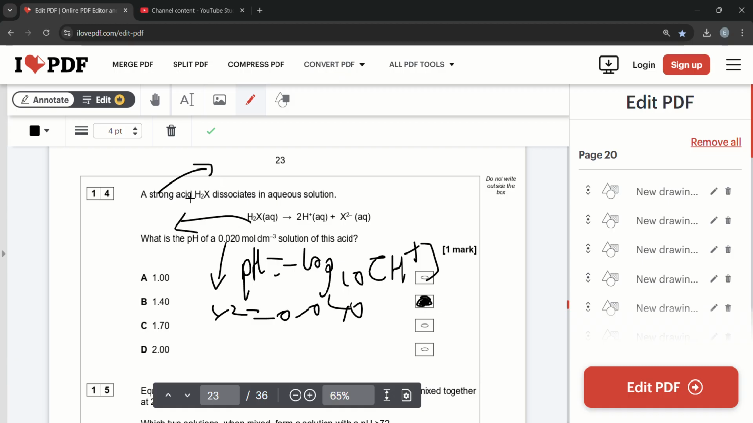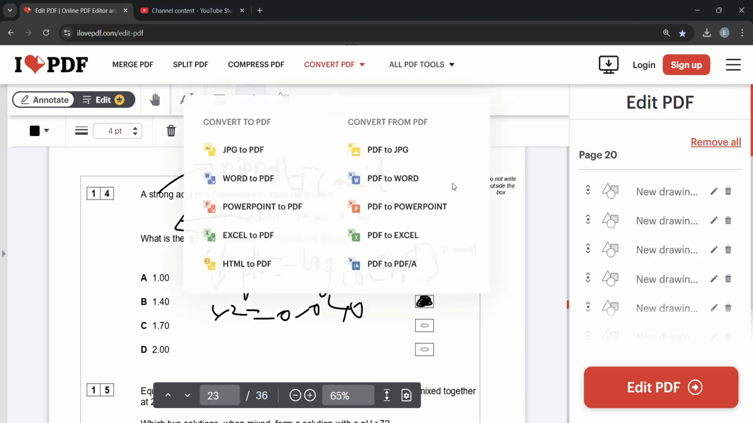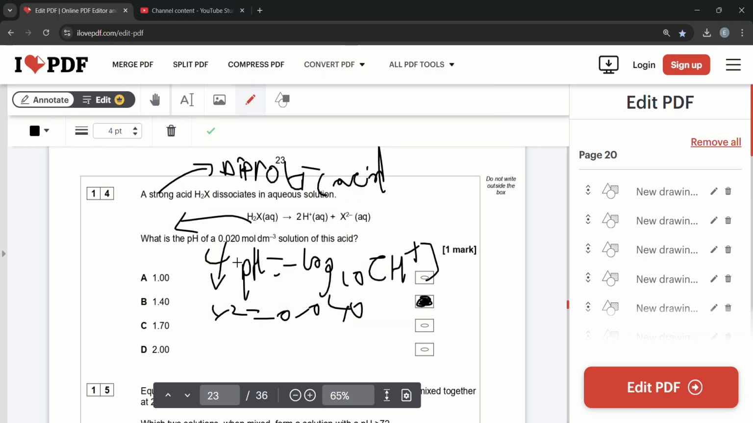It tells us it's a strong acid. It's diprotic. It releases 2 hydrogen ions. So we need to multiply this by 2. Then we can do the classic pH is minus log 10 of H+ and substitute the value of 0.020 times 2, 0.040.